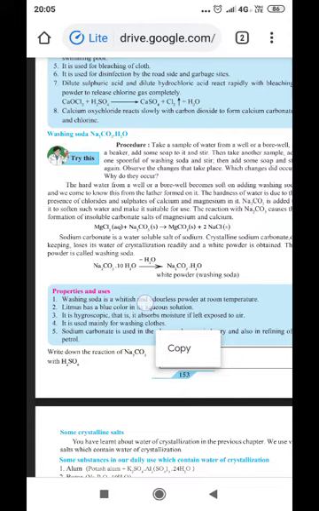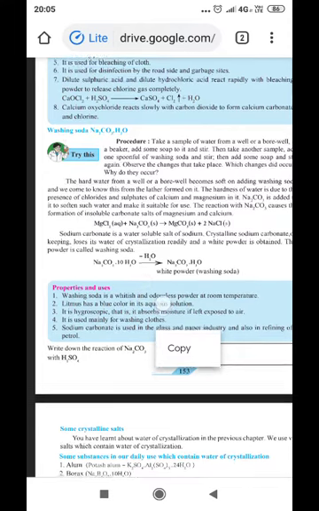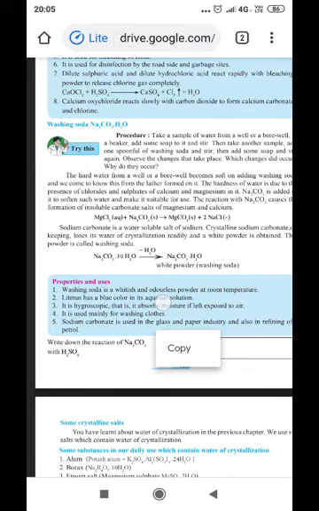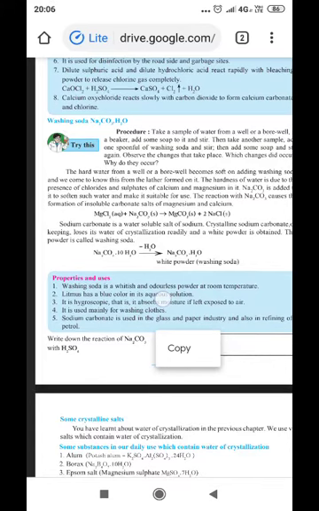Which changes did occur? Why do they occur? In the water which contains washing soda, more froth is formed, bubbles are formed. Therefore, it indicates that water has become soft. And where it doesn't form, it is called hard water. The hard water from a well or a borewell becomes soft on adding washing soda.